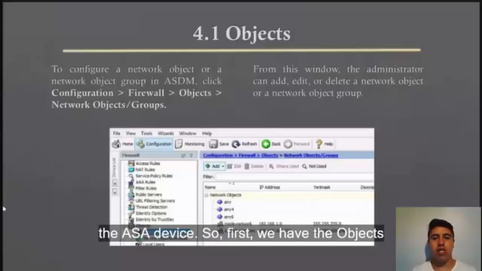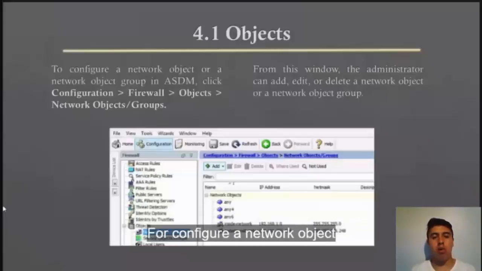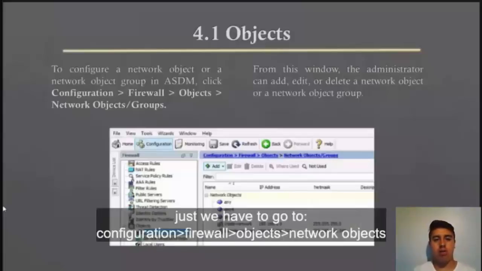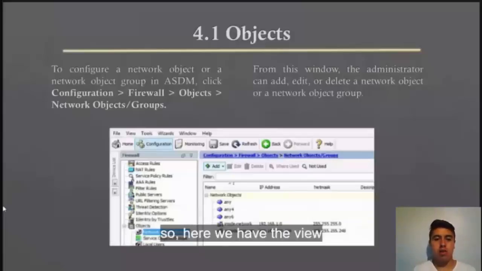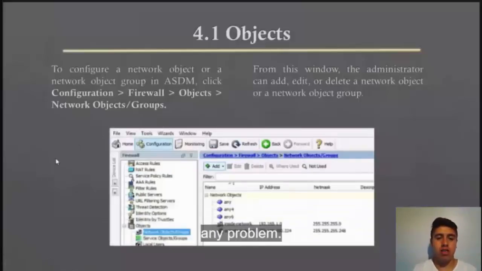So first we have the objects, and from this window the administrator can add, edit, or delete a network object. To configure a network object is too easy. We just have to go to Configuration, Firewall, Objects, and Network Objects. In this window we can do everything about objects. We can see that it's an easy interface, so it doesn't represent any problem.